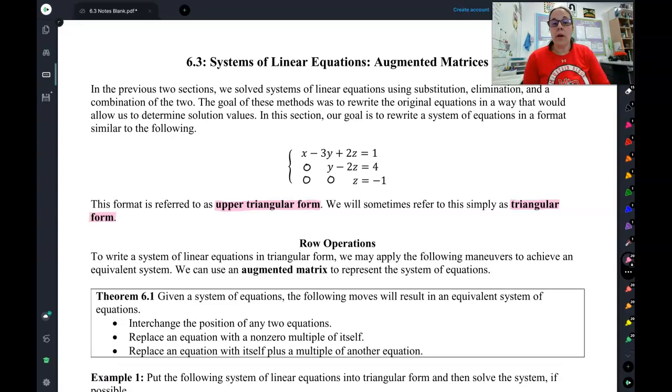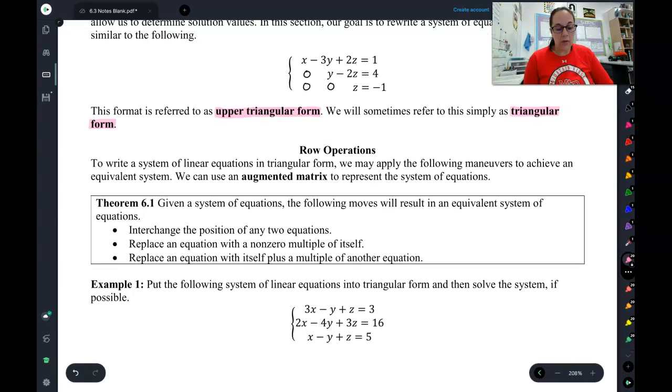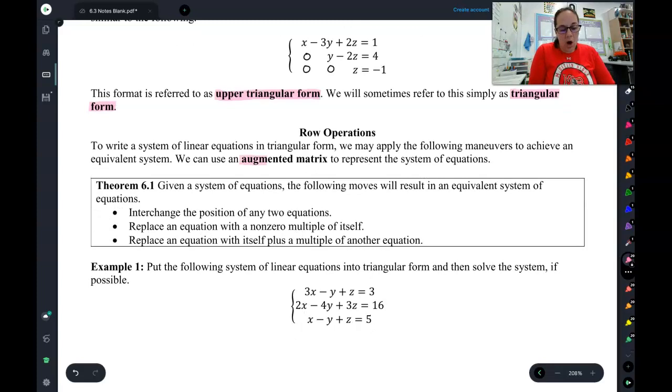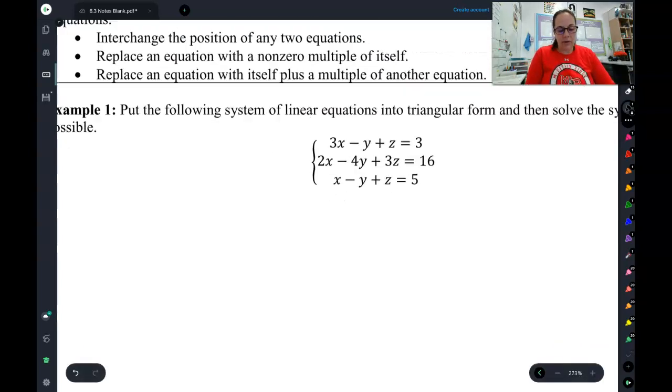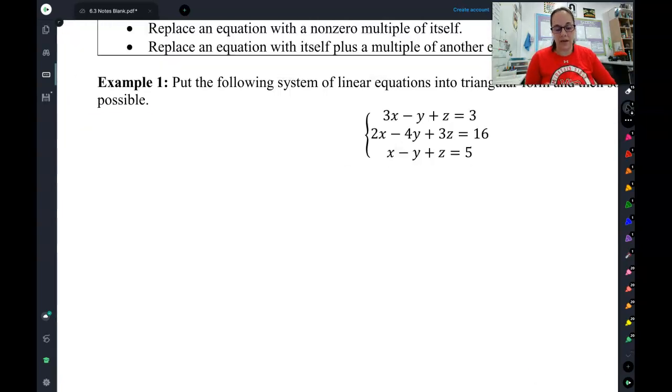Now, we're going to work on this first problem by getting it into upper triangular form. But we're going to start to get a little lazy with it, get a little faster. And the way we're going to do that is through an augmented matrix. An augmented matrix is a new way to write a system of equations, and it's basically helping us write it faster. So we can start to get quicker at this process. We don't have to write out so much work. So let's practice an augmented matrix first with this example.